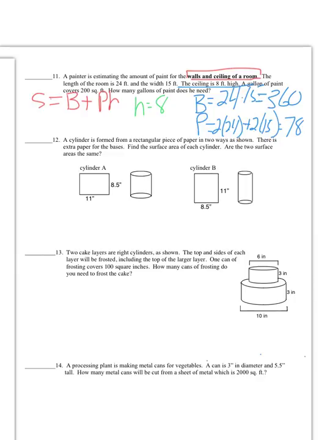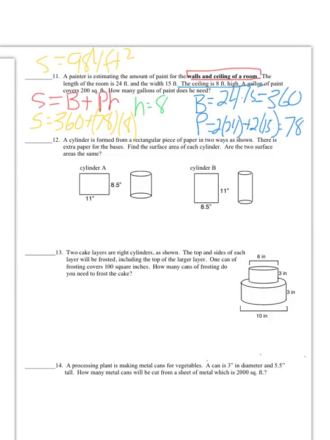So then we just have to plug into our equation, and we'll get S equals 360, which is big B, plus P, which is 78, parentheses, times H, which is 8. When you calculate that, S ends up being 984 feet squared. But there's more to the problem.